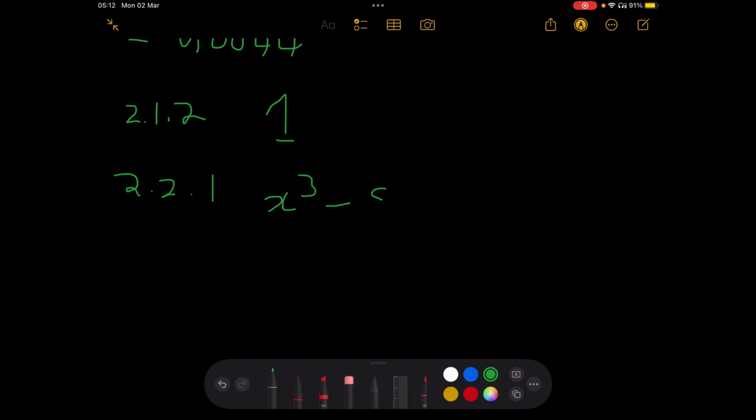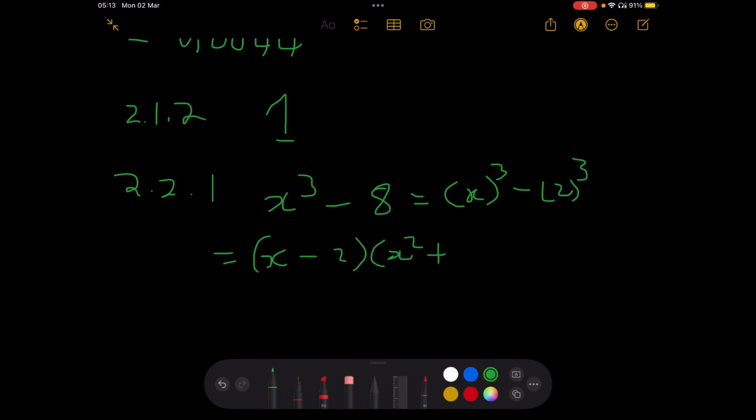X cubed minus 8, which you can say is the first term. This is the same as saying x to the power of 3 minus 2 to the power of 3. Why are we doing this? So that we know the first term and the last term. First term minus last term, multiplied by first term squared plus first term times second term, which is 2x, plus second term squared, which is 4.